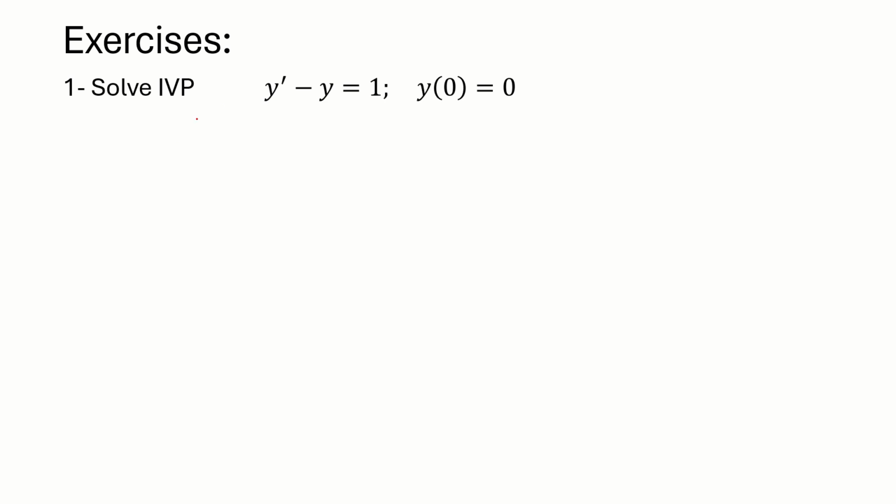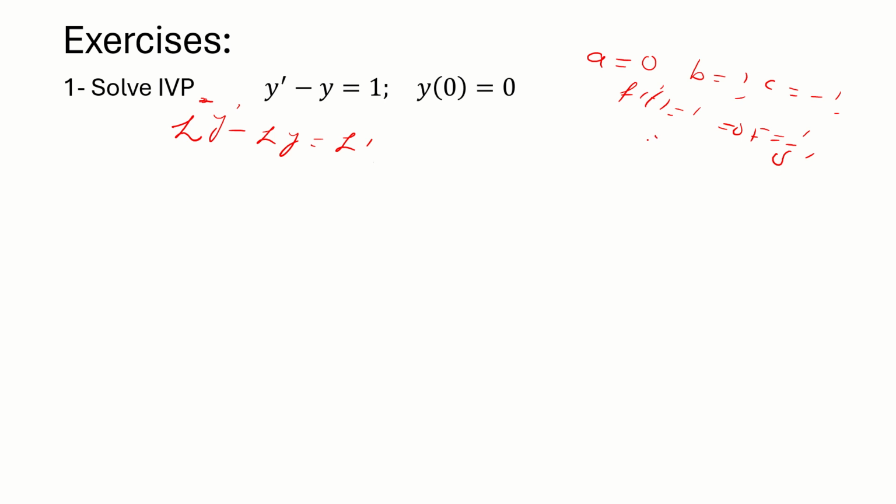It's a first order differential equation. We may apply Laplace on both sides: Laplace of y dash minus Laplace of y is equal to Laplace of 1. Or we may just replace a is equal to 0, b is equal to 1, c is equal to minus 1, f of t is equal to 1, so f of s is equal to 1 over s, and y0 is 0, and y1 is also 0 because there is no condition.